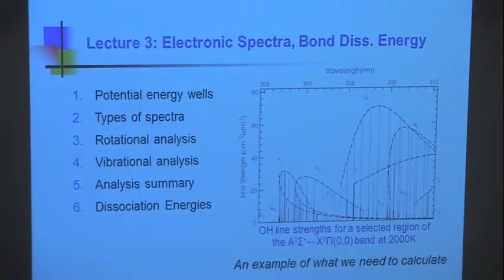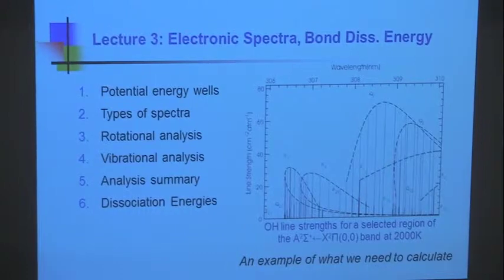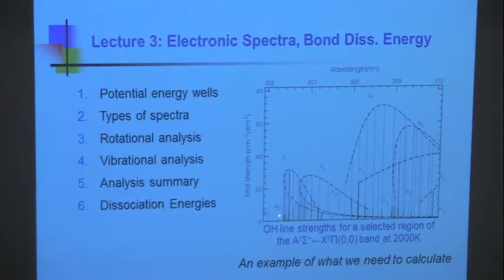And what do we see? These are the positions of the lines, and then the vertical height is the strength of the transition. Looks like a mess. You have to deal with this. So my students spent a lot of time measuring OH.